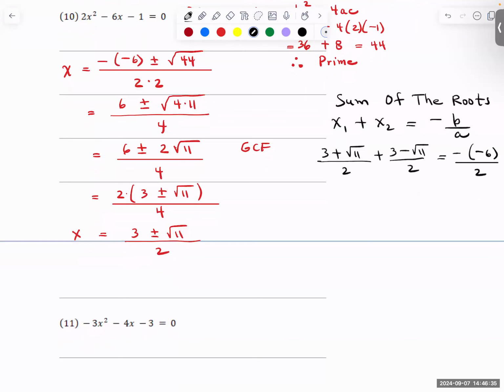So the fractions can be added together since they have a common denominator of 2. 3 plus 3 is 6. And the radicals, square root of 11 and minus square root of 11, is 0. They cancel out, divided by 2. And the right-hand side is the same, positive 6 divided by 2. We have a true statement. So the two solutions are verified.